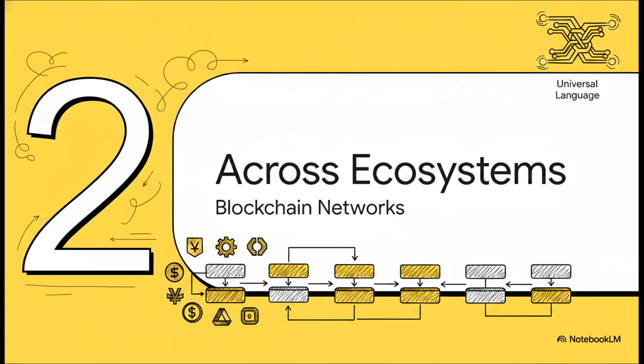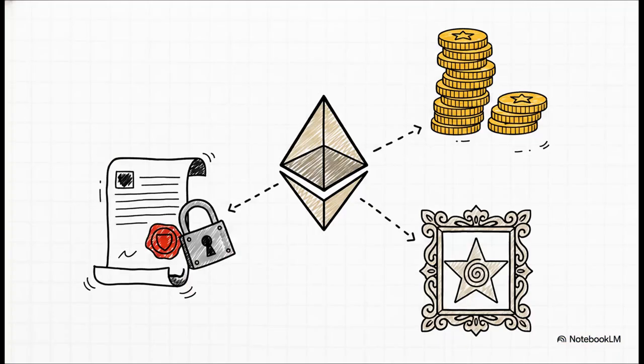Section 2. Across blockchain ecosystems. Token standards are so often discussed solely in the context of Ethereum, but the concept is actually way broader than that. On Ethereum, as many of us know, ERC20 defines fungible tokens, ERC721 defines non-fungible tokens, and standards like ERC1400 and ERC3643 extend this to permissioned and regulated assets.